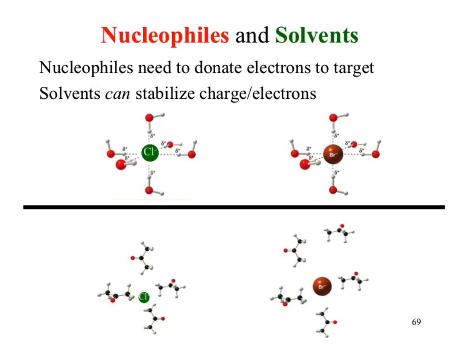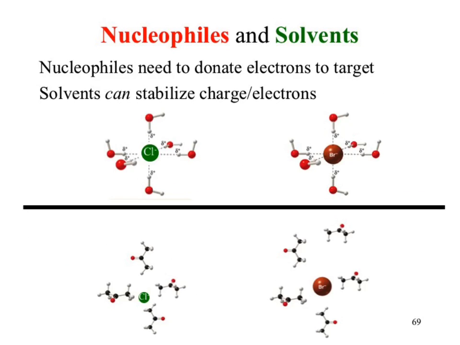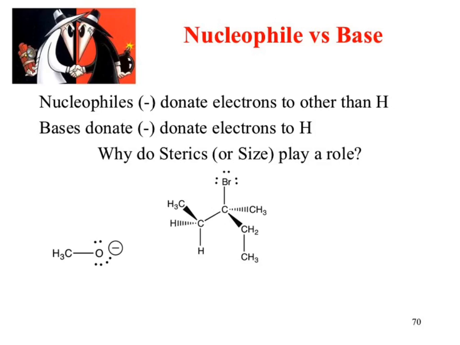Those of you going, wow, that's really tricky. It is. That's why I would just memorize the trend. Nucleophile versus base. Nucleophiles donate electrons to anything other than hydrogen. That is their definition. Bases, because we're talking specifically about Bronsted-Lowry bases, donate their electrons specifically to hydrogen.